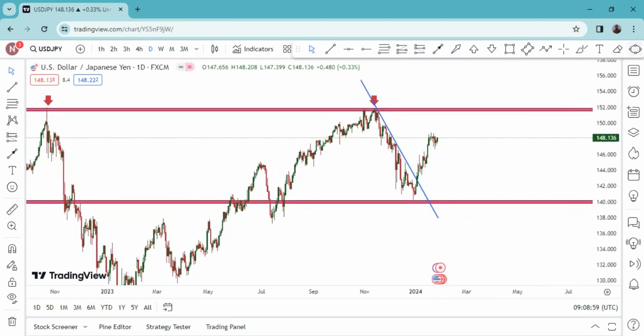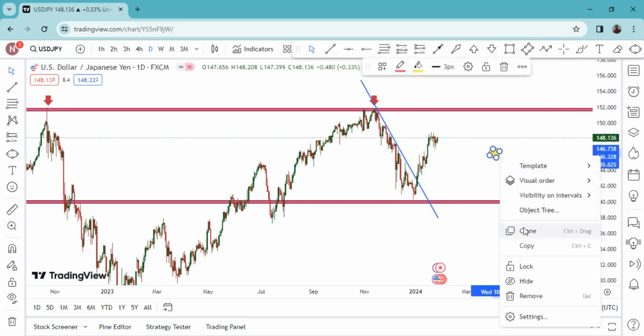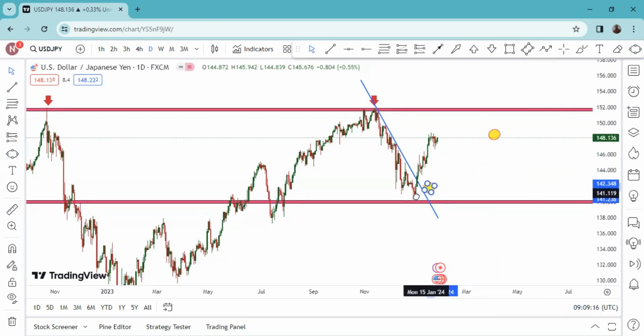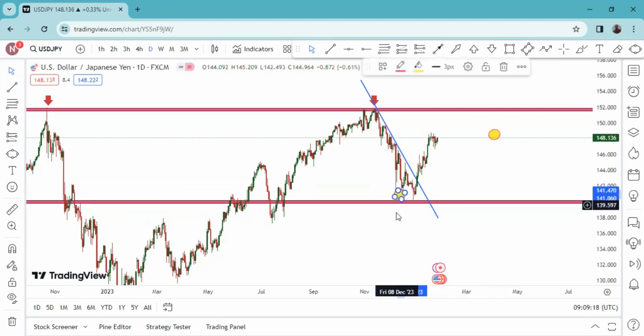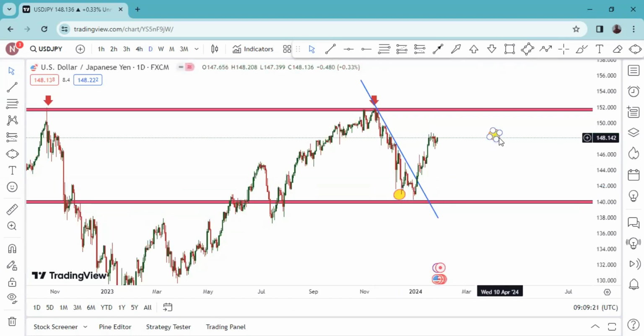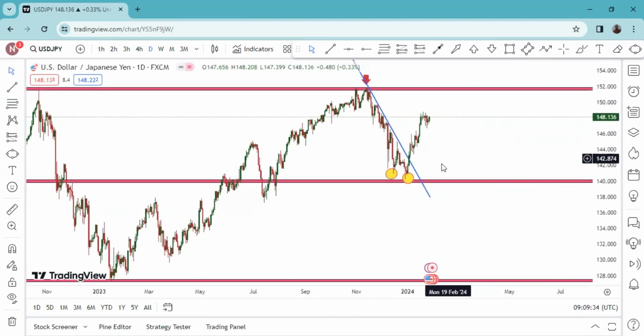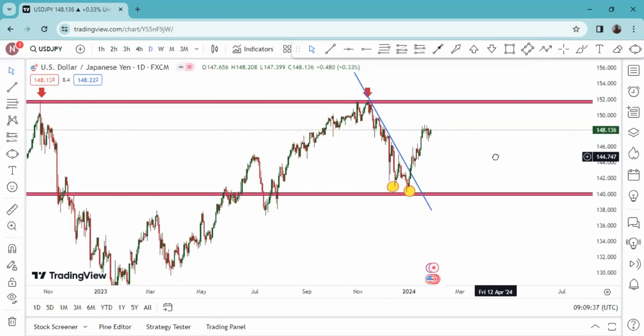Now, if you can see, we have some positions here. Let me show you some of the positions where it changes my bias. You can see that is one bottom, then this is the second bottom. So if you can realize the formation that is already formed here, this is a double bottom.